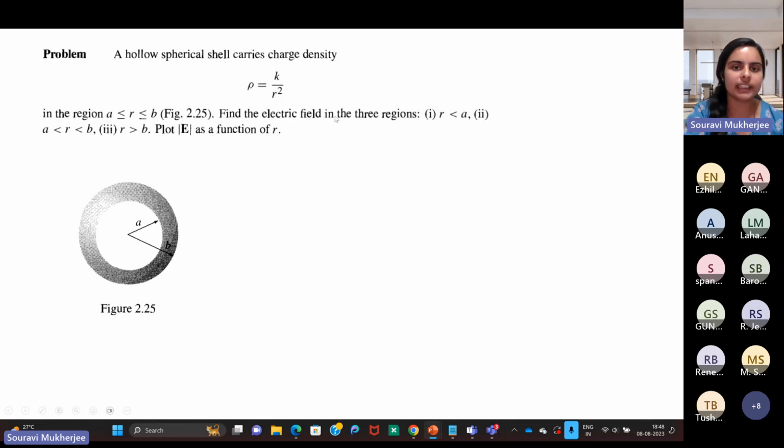Now you have to find the electric field in 3 regions: r less than a, r ranging from a to b, and r greater than b. Then you have to plot how the electric field magnitude looks as a function of r. What is straightforward from Gauss's law is the field inside. So for 1, what would be the field for r less than a? Any idea, guys?